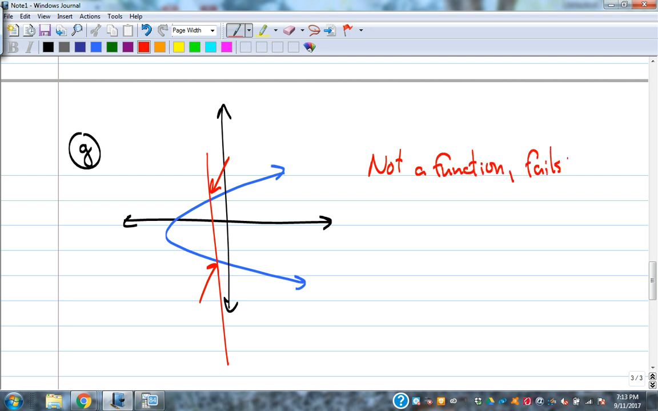Fails vertical line test. That means that these two spots right here have the same x value. I got a different y value, but that's the same x value. And that's a no-no. Can't have that.